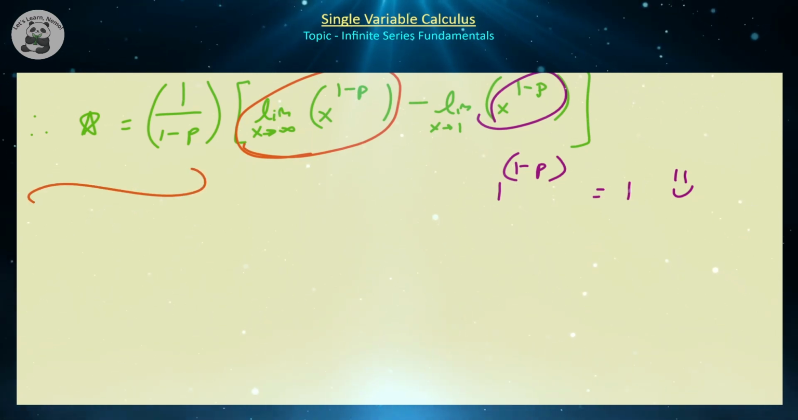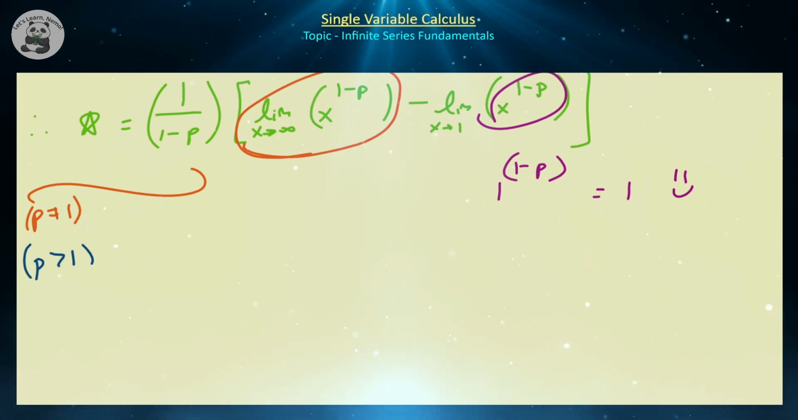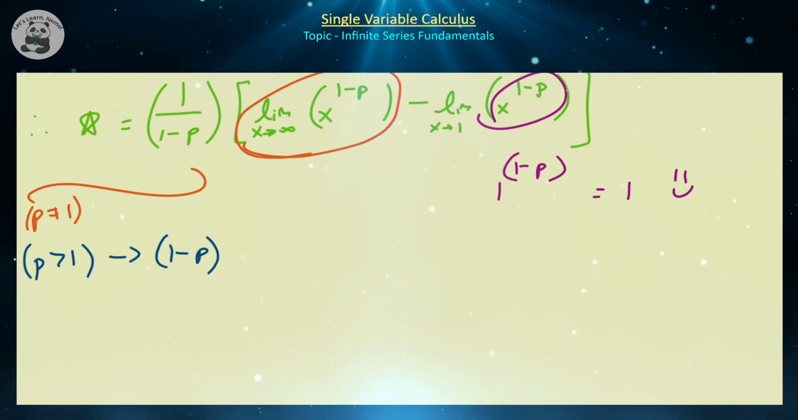So let's break this up into particular cases. Keep in mind p cannot be equal to 1. So let's dance around 1 to analyze the convergence on the left and the right of 1. First off, I'm going to consider the case when p is greater than 1. So when p is greater than 1, what can you tell me about the number 1 minus p? If p is greater than 1, that means p is like 2, 3, 4, and 1 minus 2 is a negative number. 1 minus 3 is even more negative. So this is going to be a negative number.